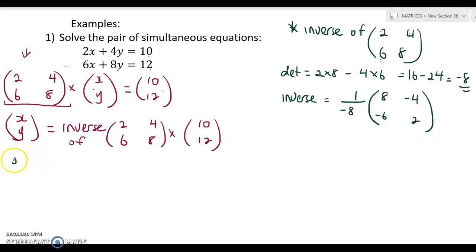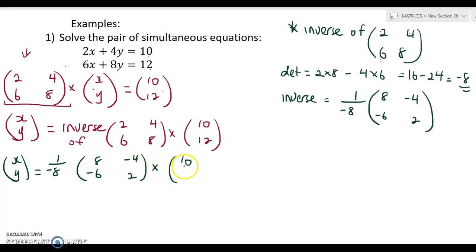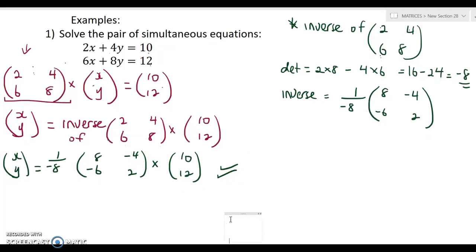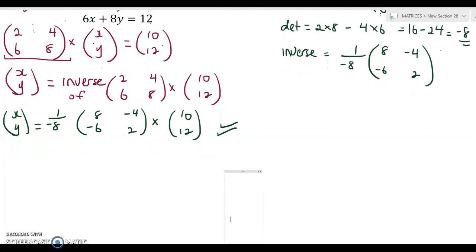So let's now work on x and y. I have 1 over minus 8 by 8, minus 6, minus 4, 2. So far, we carried across the 2 by 2 matrix from the left side to the right side, but it becomes the inverse of that matrix. We worked out the inverse at the side, and now we're going to simplify this piece in order to find our two values for x and y.